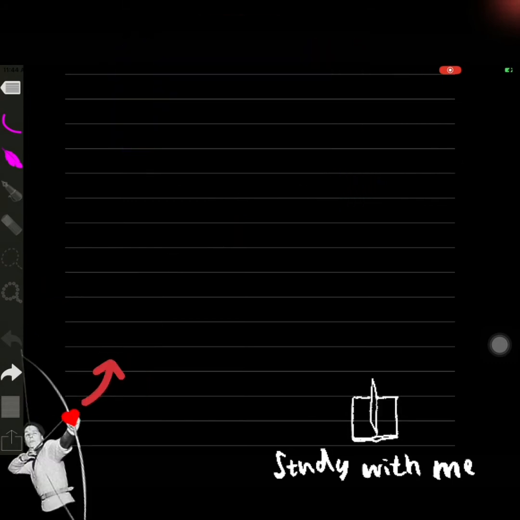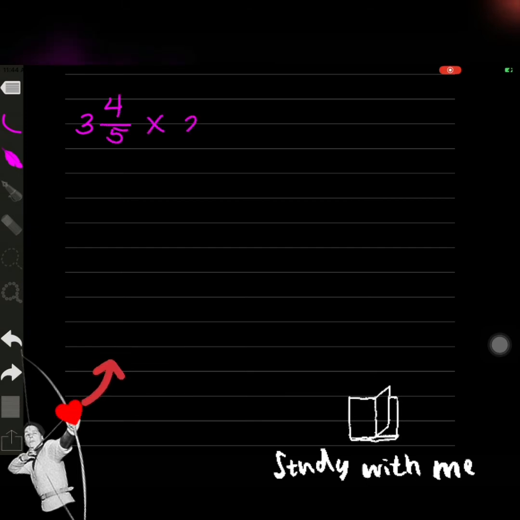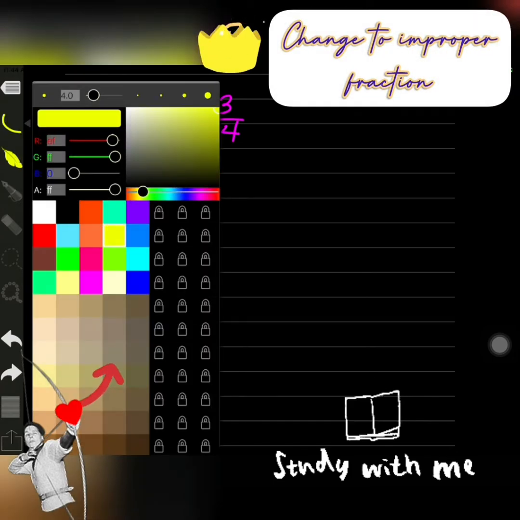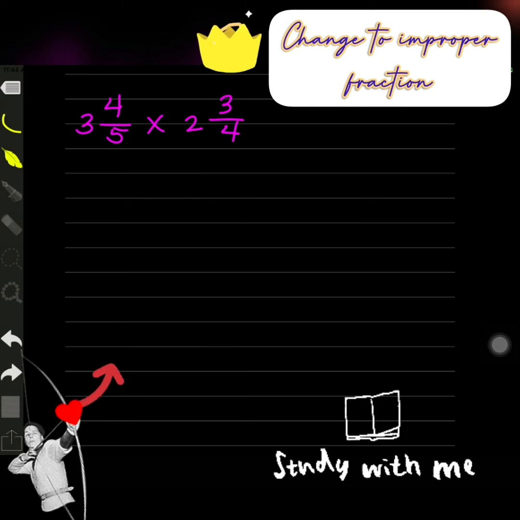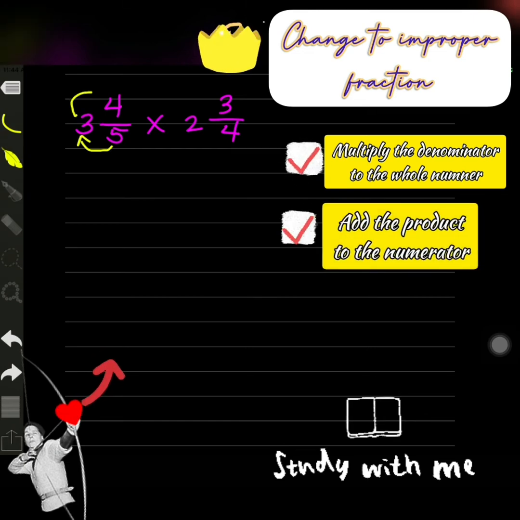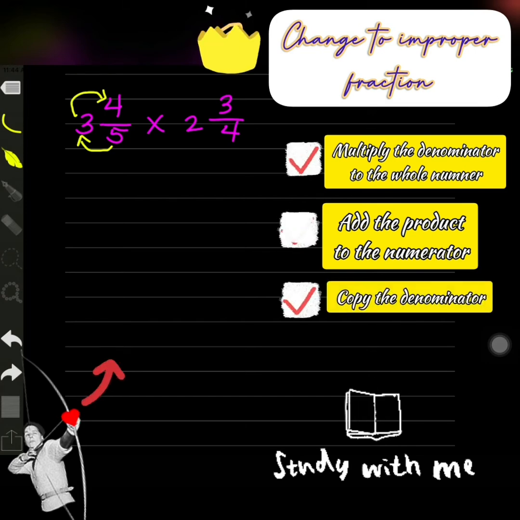So, for example, 3 and 4/5 times 2 and 3/4. We have to change them first to improper fractions. 3 and 4/5. When we want to change to improper fraction, we need first to multiply the denominator, which is 5, to the whole number, 3. Then, add to its numerator, 4. And copy the denominator.